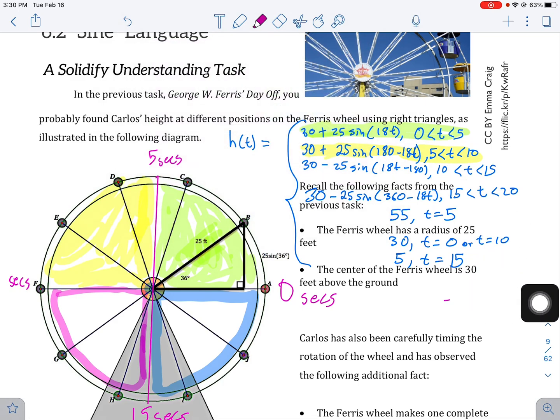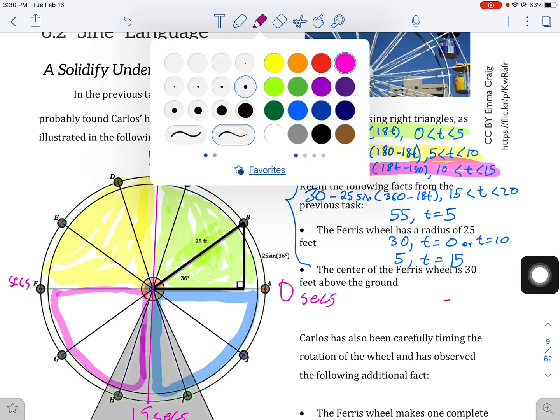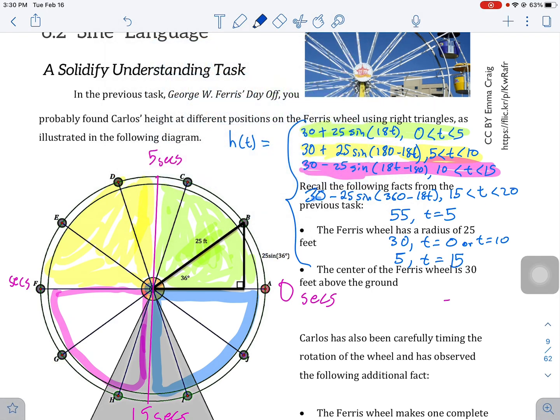The next section is below the 30, so we're subtracting. Right? This one is for when t is between 10 and 15, and since 18t is going to be greater than 180, we're going to do 18t minus 180, and that's going to give us an angle that's less than 90 degrees, where we know how to find the sine of that. The last one is this one over here.